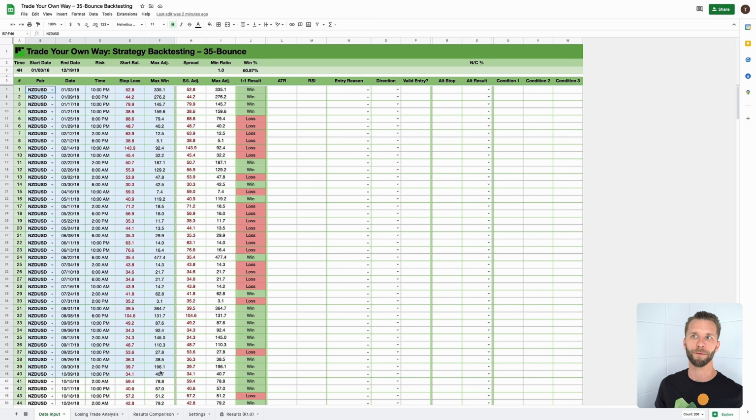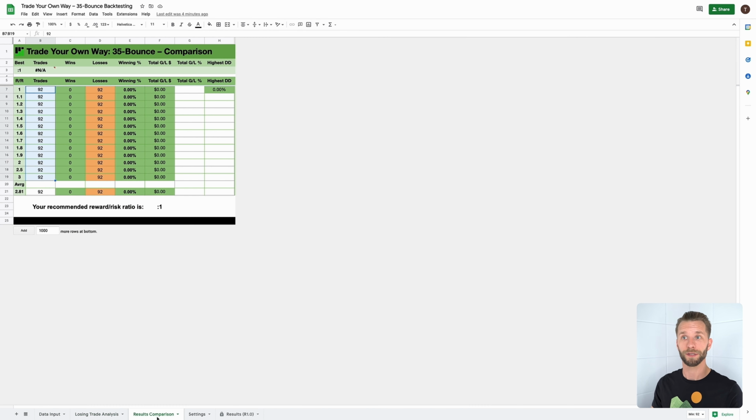So you'll be relatively familiar with the data entry tab at the moment, or at least these 5 columns here. Let's not worry about these 2 for now. These will be optimization things. So moving on to results comparison, you can see here it's pulled in our 92 trades, but it's marking 0 as win and all as losses. So at the moment, this isn't doing anything great for us.